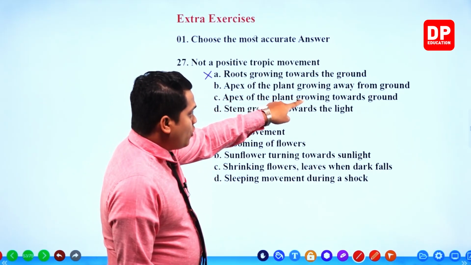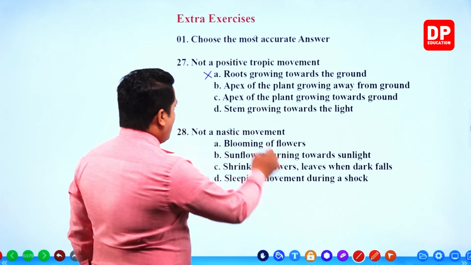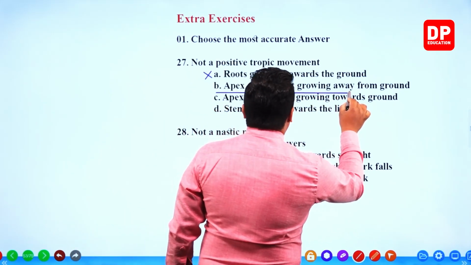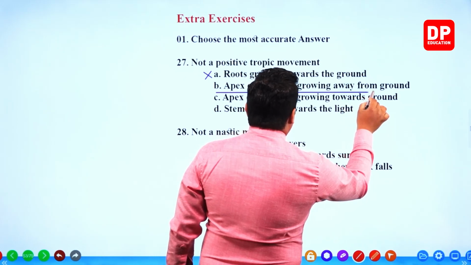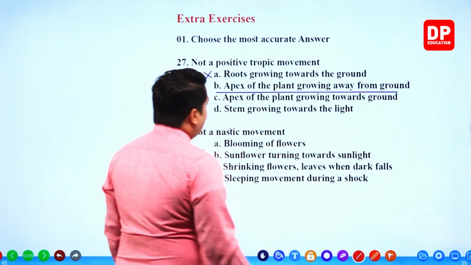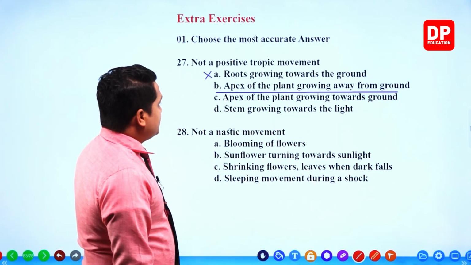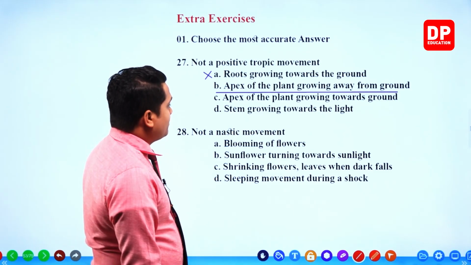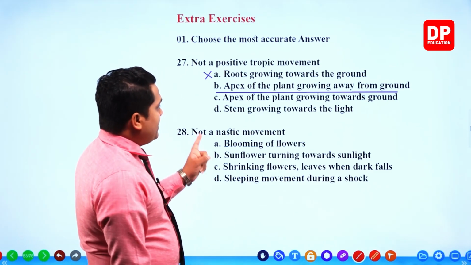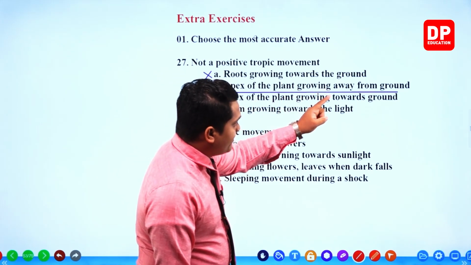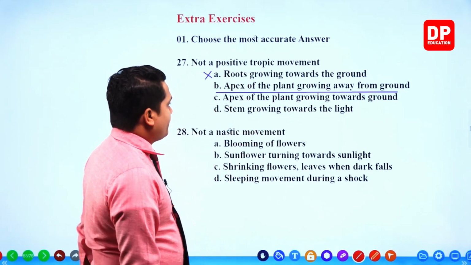Apex of the plant growing away from the ground. This is right. This is not a positive trophic movement. So the apex of the plant growing away from the ground is not a positive trophic movement.